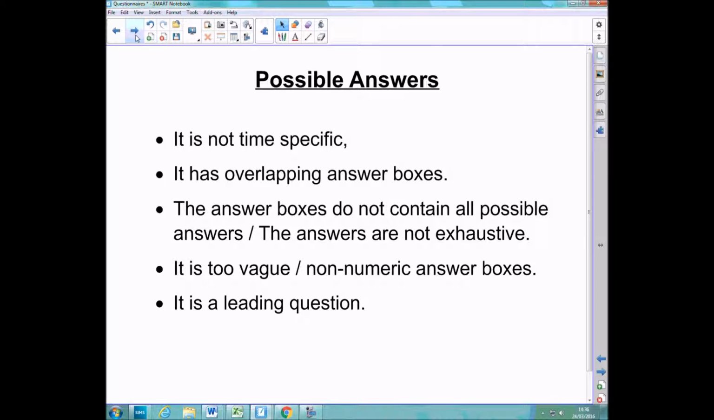Okay, the next one is that it's too vague, that we had in that first question, or that you have non-numeric answer boxes. And I've put a last one on there, which I have seen before, where it is a leading question. So these are cases where somebody's trying to prompt you to answer the way they want. So surely you believe that maths is the best subject. It's a question along those lines where you're trying to push somebody to give the answer that you want them to. Okay, so before you go into your GCSE, make sure that you know these 5 different answers for these questionnaire questions.